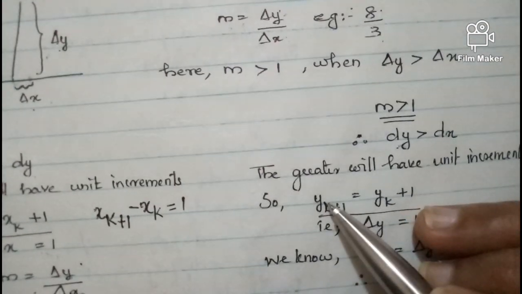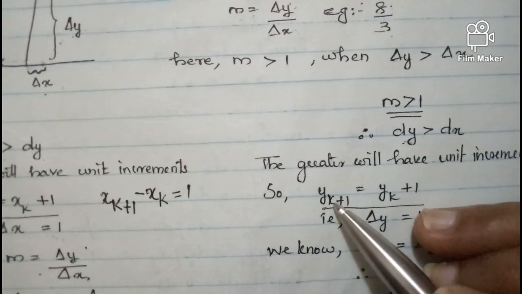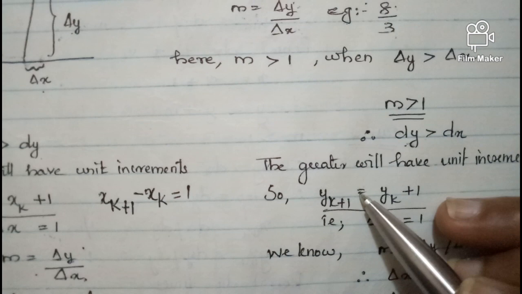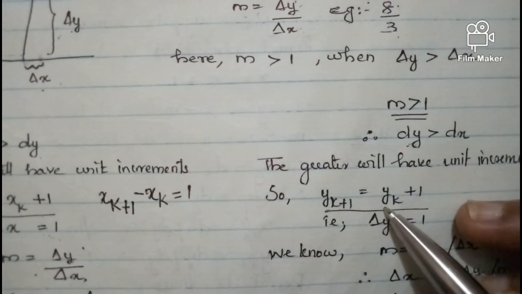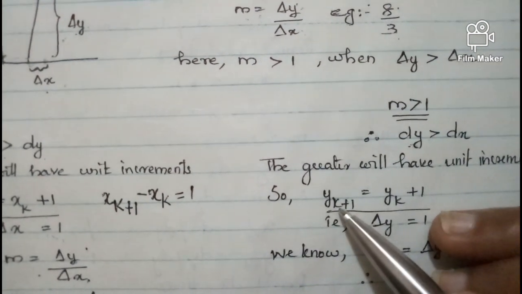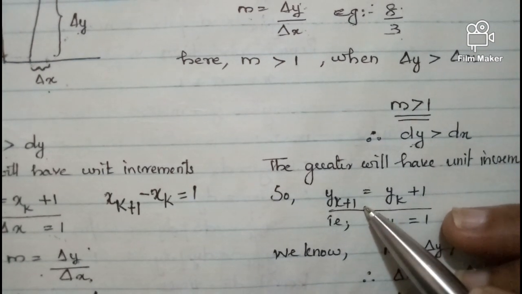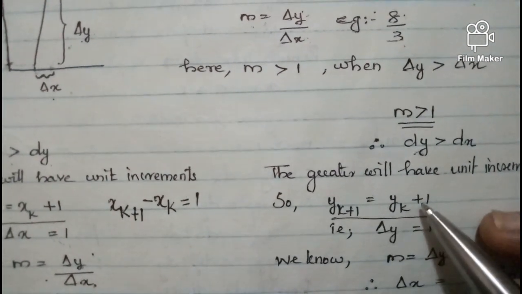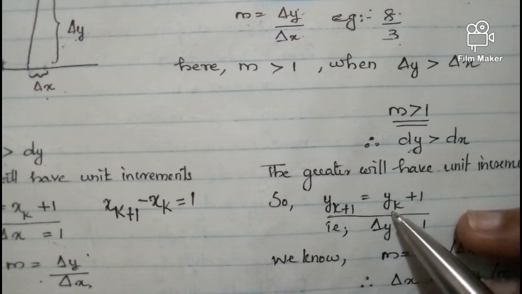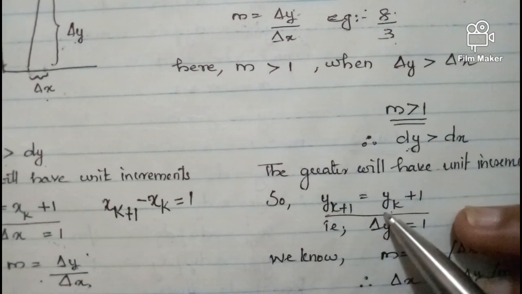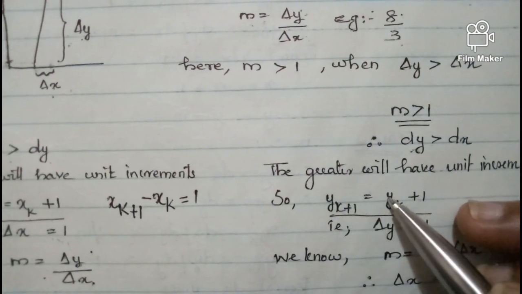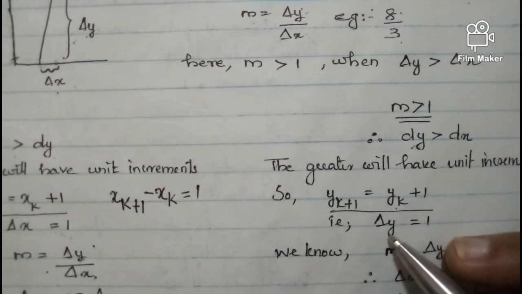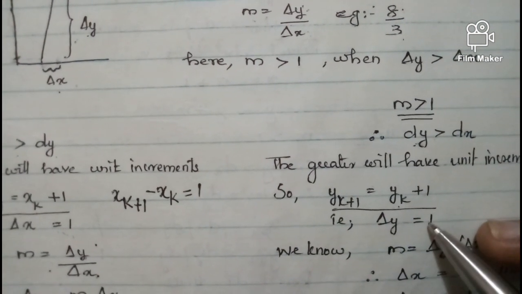And hence I can write that the next value of y can be computed by adding 1 to the current value of y. What is it? The next value of y can be computed by adding 1 to the current value of y, which means the distance between two adjacent y values is 1, and hence I can write delta y equal to 1.